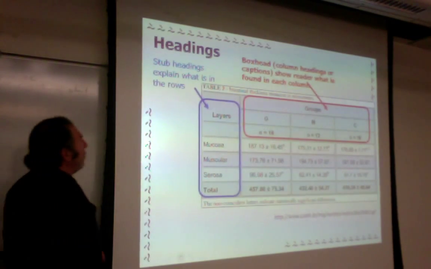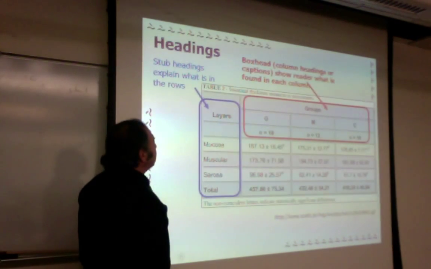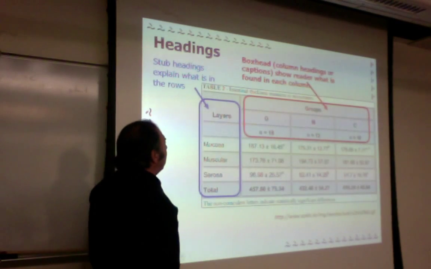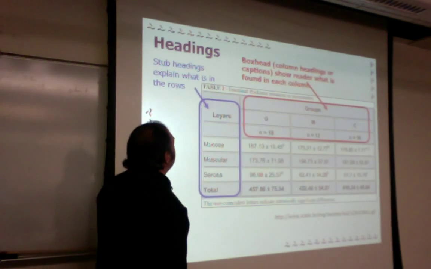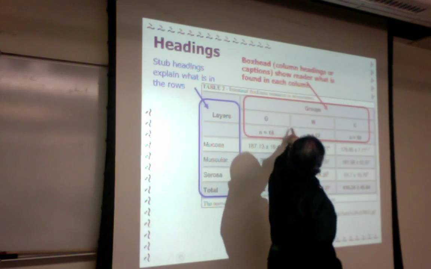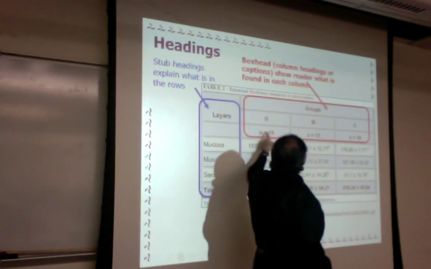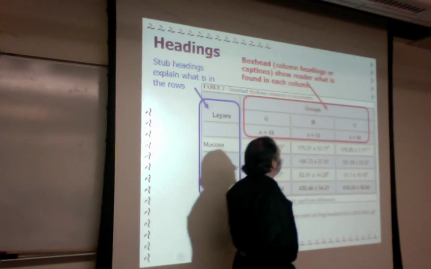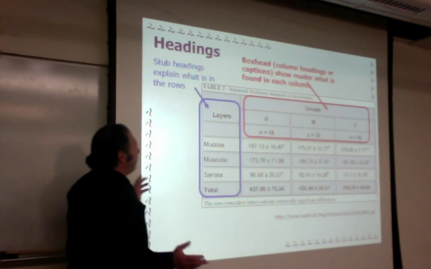So the top part is called the box head, and that's really the column head, and it tells you what's in each of the columns. In this particular example, it tells you that there are groups, and the groups are G, M, and C, and then it tells you for each of these groups what the sample size was. And that's part of this table.